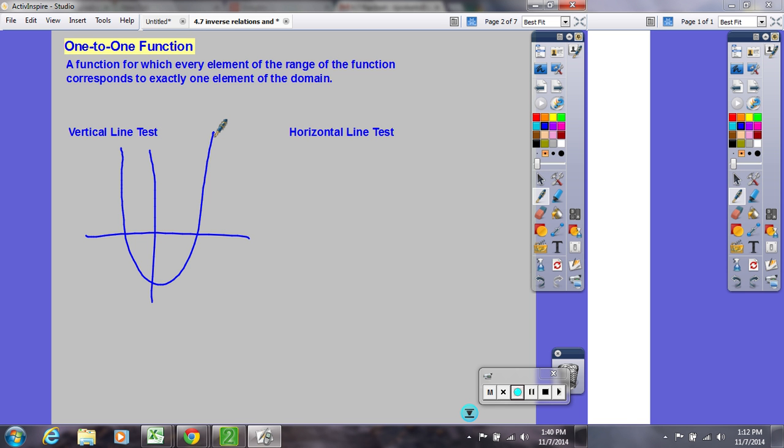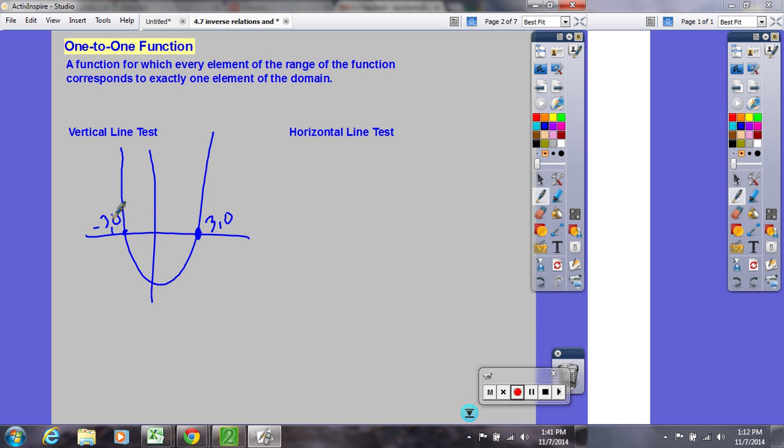Some of you are confused by that sentence. I'm confused by that sentence. Basically what one-to-one means is that every x has its very own y. Let's say this is at 3, 0, and this is at negative 3, 0. Does each x have their very own y? No, they're sharing a y, aren't they? So is this one-to-one? It's not.